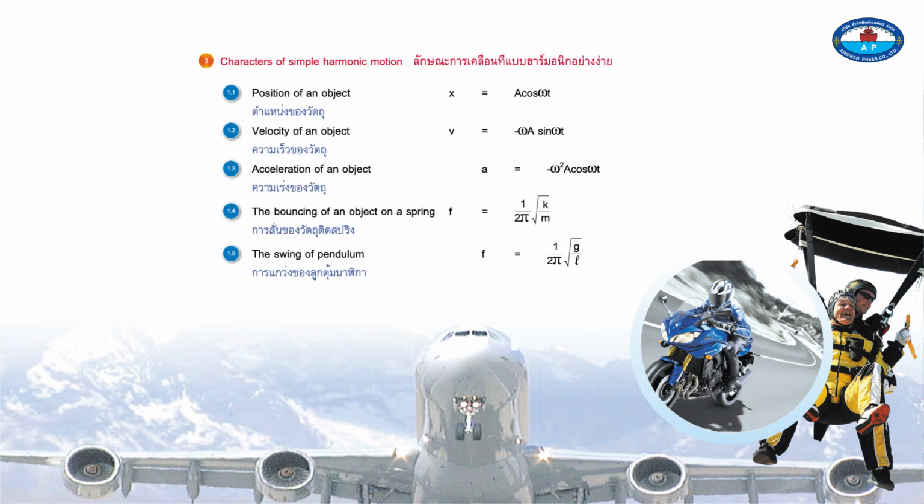3. Characters of simple harmonic motion. 1.1. Position of an object. 1.2. Velocity of an object. 1.3. Acceleration of an object. 1.4. The bouncing of an object on a spring. 1.5. The swing of pendulum.